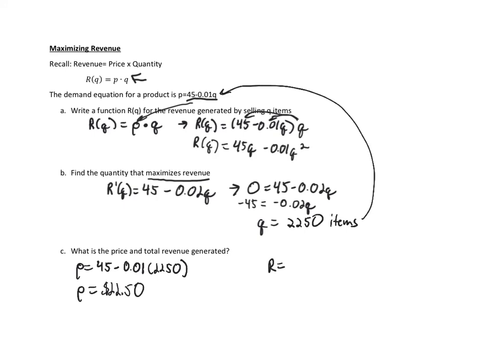To get revenue, we know revenue is price times quantity. Now we know price and we know quantity. Revenue will equal the price, $22.50, times the quantity, 2,250. Revenue will equal $50,625.